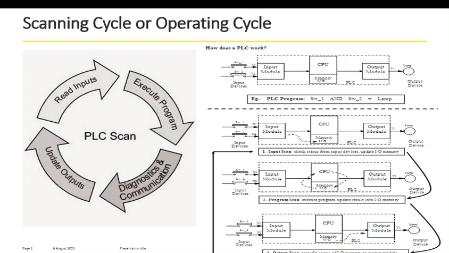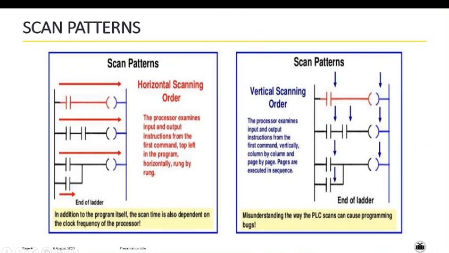In this stage, the CPU will read the data stored in the temporary memory, and it will execute the saved program on this data. The program is scanned rung by rung from left to right and top to bottom. This is called the program scan. This is the pattern of scanning the program.